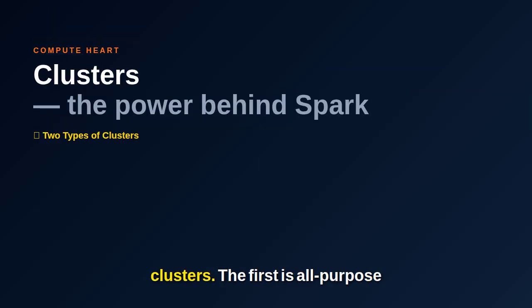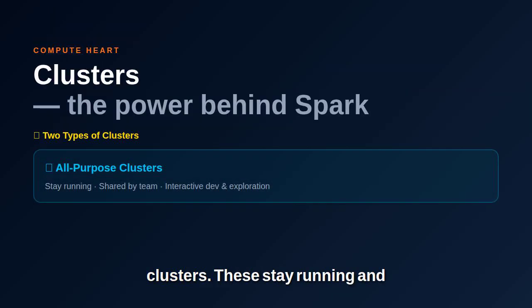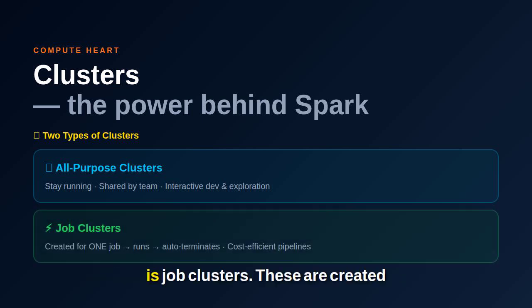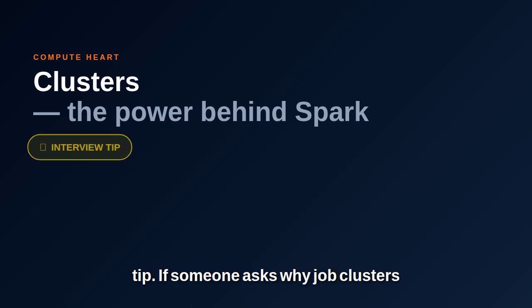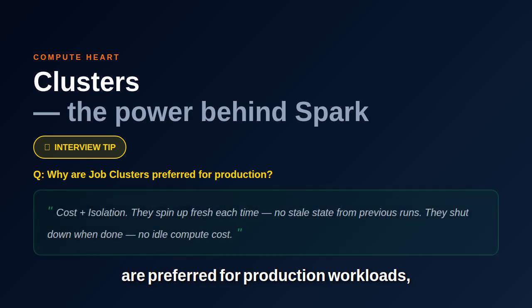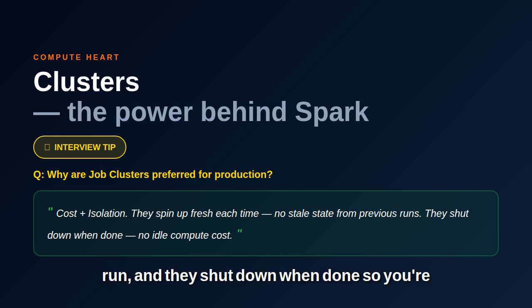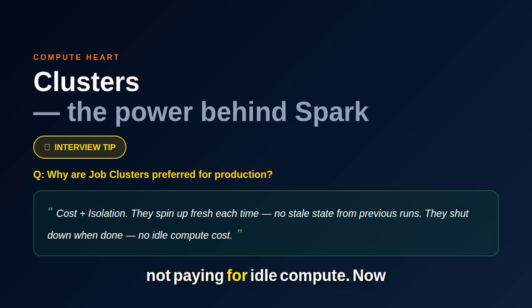There are two types of clusters. The first is all-purpose clusters. These stay running and are shared by your team for interactive development and exploration. The second is job clusters. These are created specifically for one job, run it, and then automatically terminate. They are more cost-efficient for automated pipelines. Here's an interview tip. If someone asks why job clusters are preferred for production workloads, the answer is cost and isolation. They spin up fresh each time, so there is no risk of state from a previous run, and they shut down when done so you're not paying for idle compute.